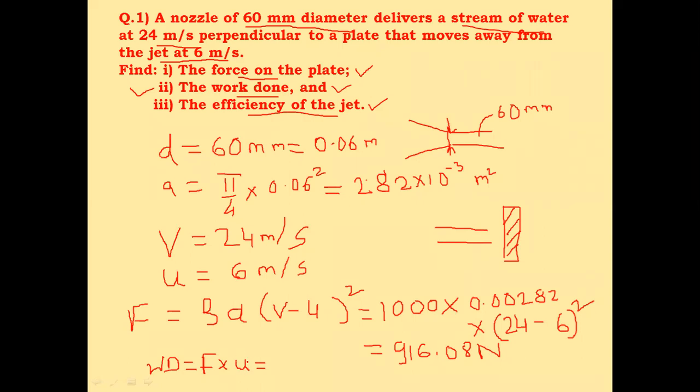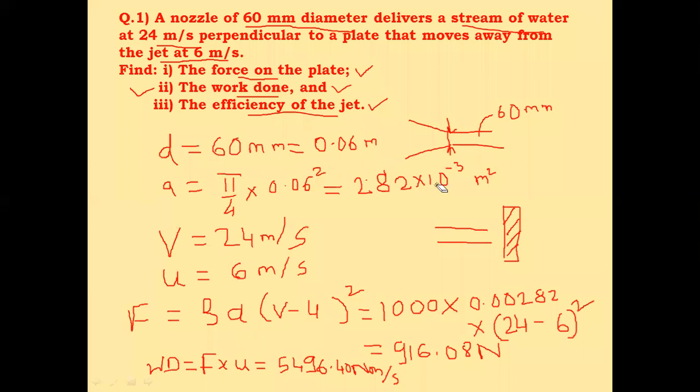Velocity of the plate is 6 meter per second. Force is 916.08 Newton. So what is the work done? 5496.48. Newton meter is the unit of work done. Sorry, it is Newton meter per second is the work done per second.